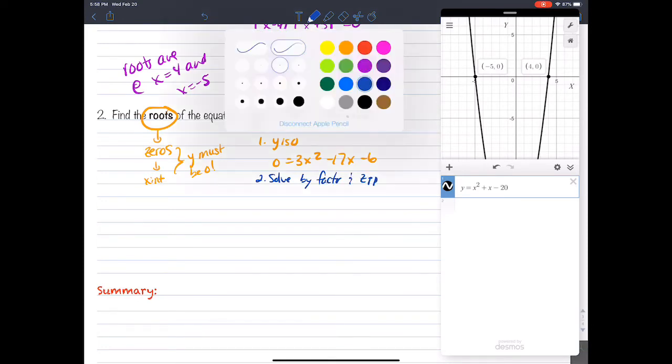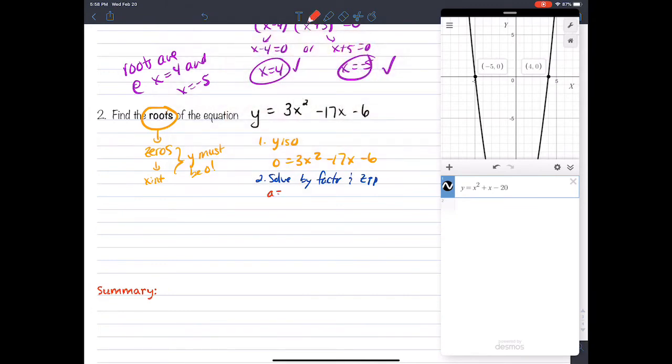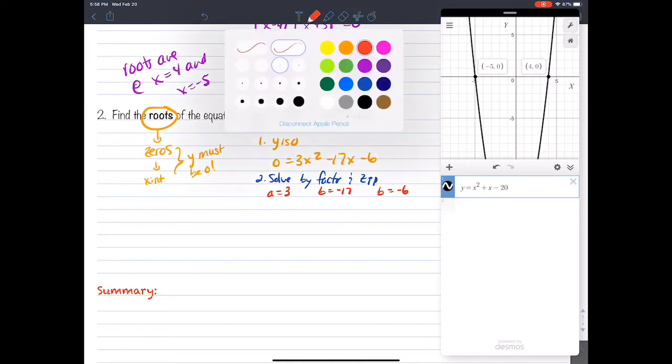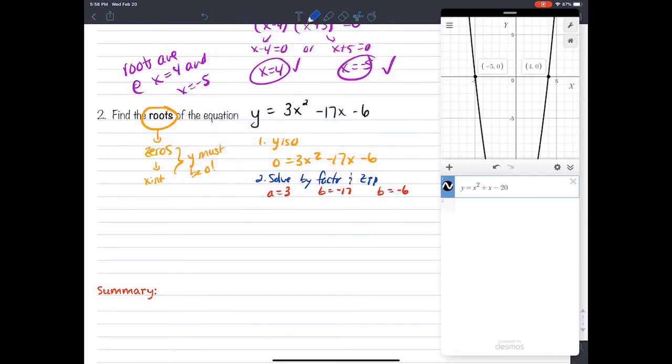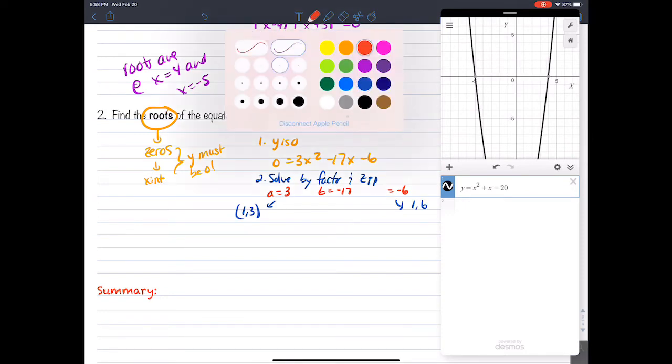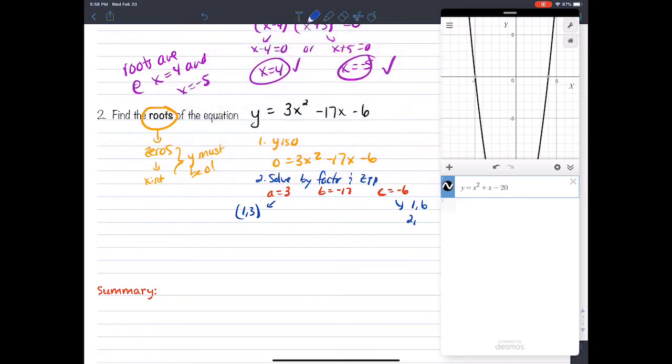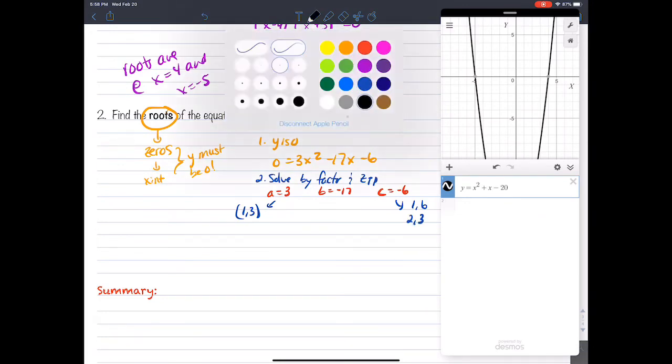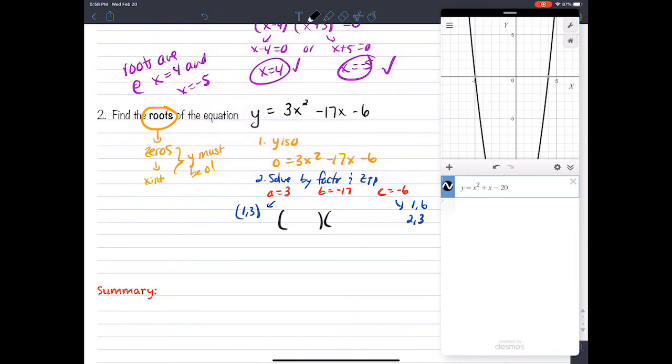Now, I like this example, and I put it in the notes here, because we notice that a is no longer 1, so we can't simply ask ourselves what numbers multiply to -6 and add to -17, because they simply don't exist. So it's a good reminder that we have to list the factors of a, and then we have to list the factors of c. Excuse me, I wrote that incorrectly. That's a c, not a b. We have to list those factors. So it's either 1 and 6 or 2 and 3, and I'll worry about the signs later.